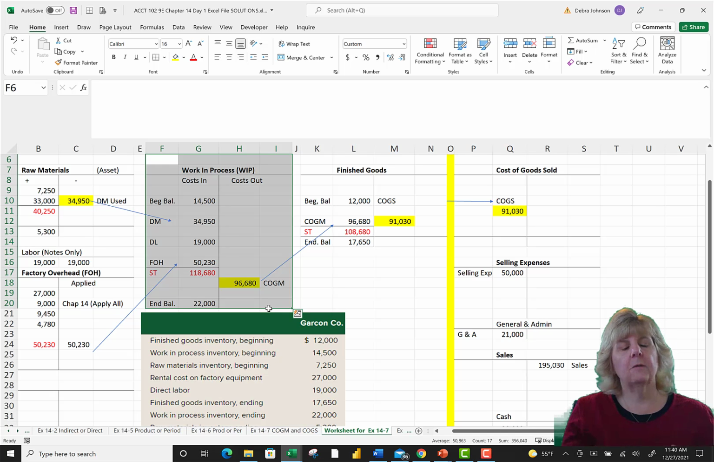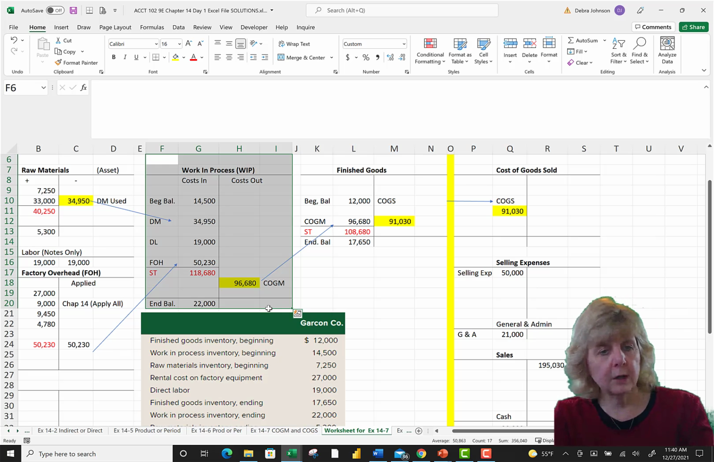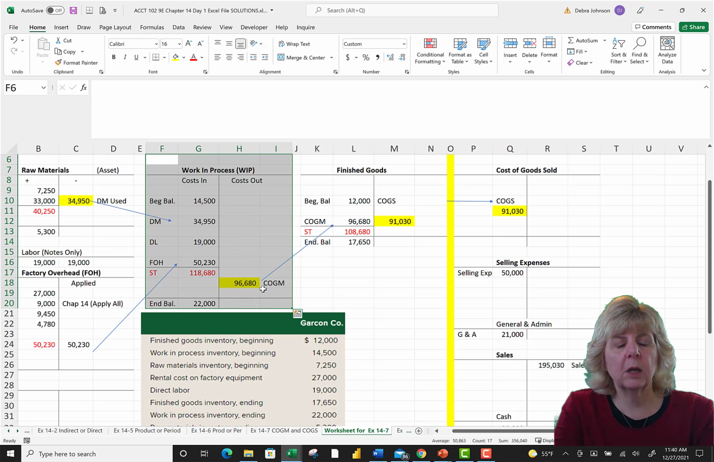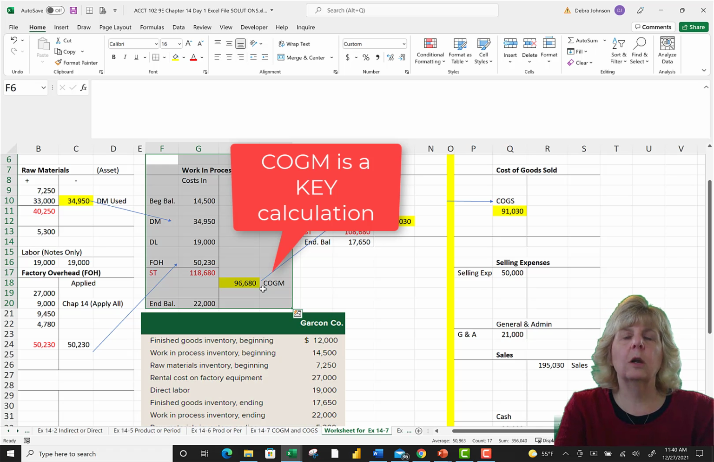This is what the manufacturing process is all about. One of the most coveted numbers that we calculated today was this cost of goods manufactured. Okay, now we're going to be doing, as part of either this exercise or the next one, a formal statement of cost of goods manufactured.